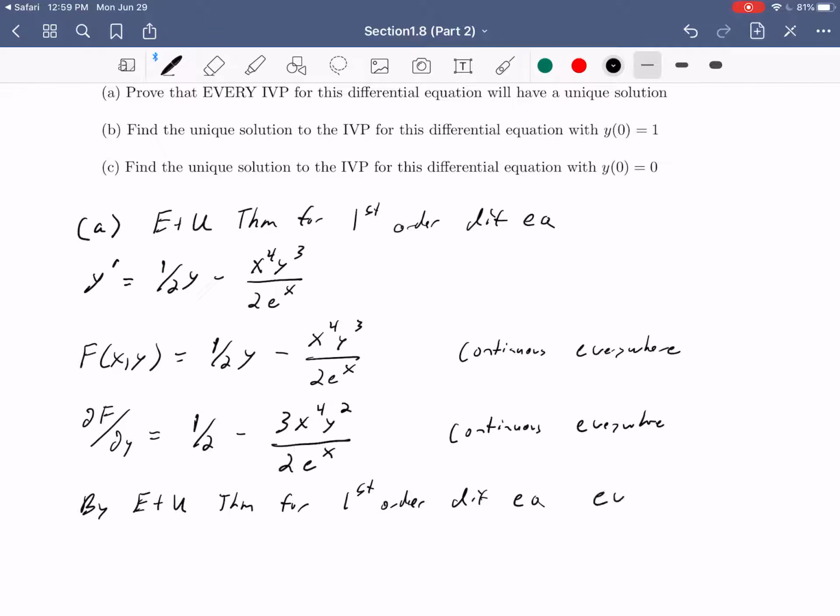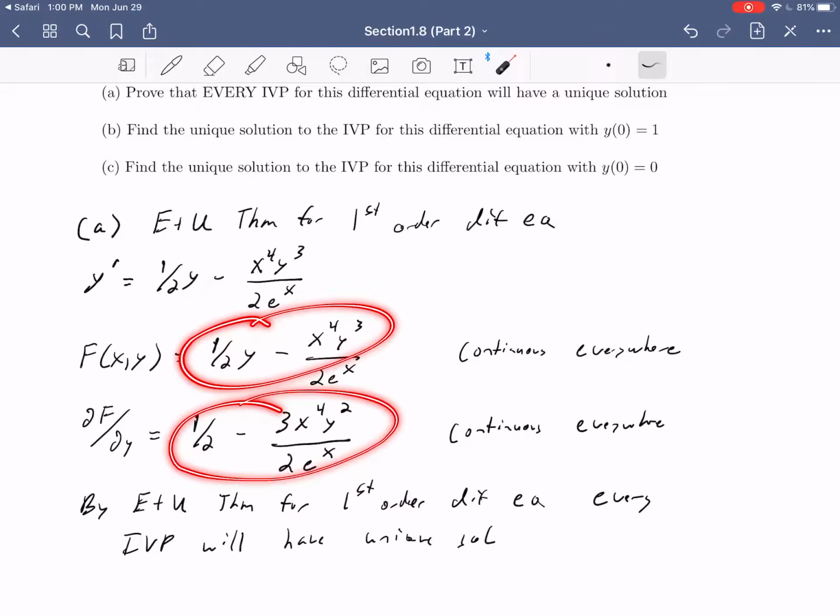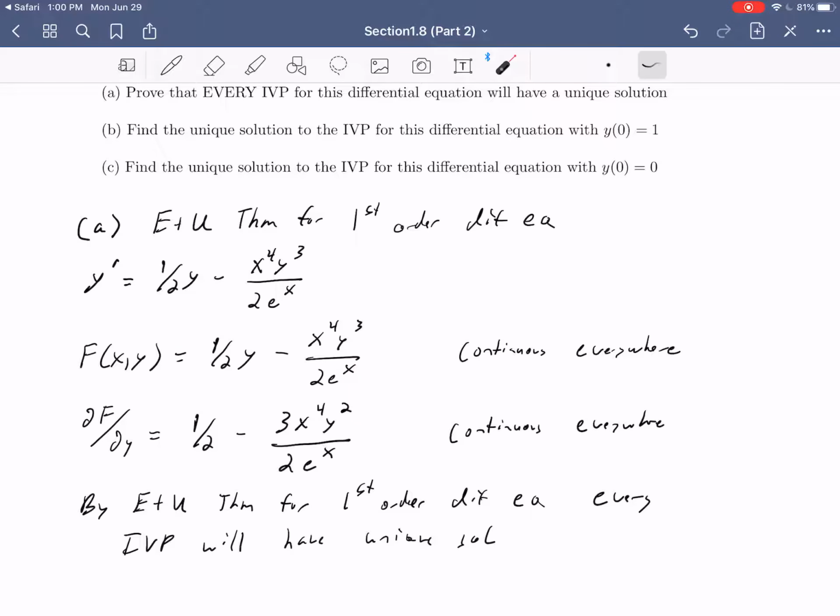So that tells us, by the existence and uniqueness theorem for first order differential equations, every IVP will have a unique solution. So every IVP out there will have a unique solution because the function and the partial with respect to y, in terms of this presentation, y prime equals a function of both x and y, are guaranteed to be continuous everywhere. So every IVP will have a rectangle of continuity around it. That means every IVP is going to have a unique solution.